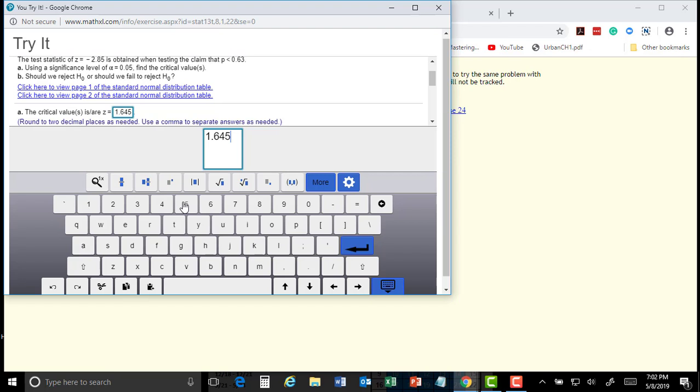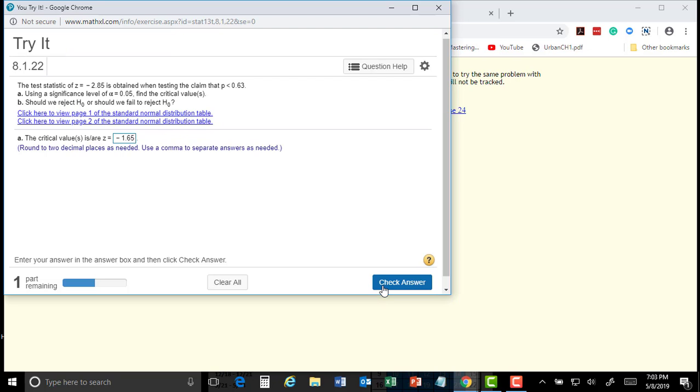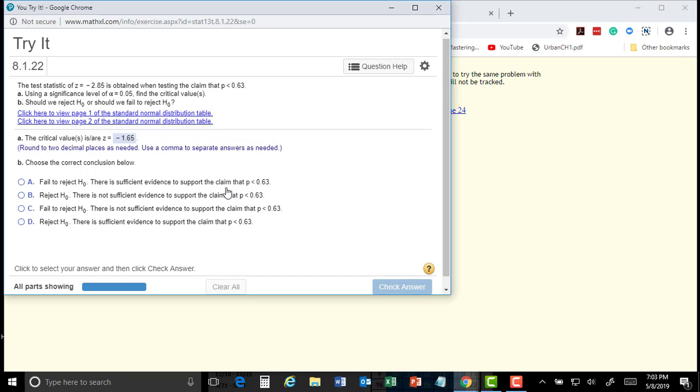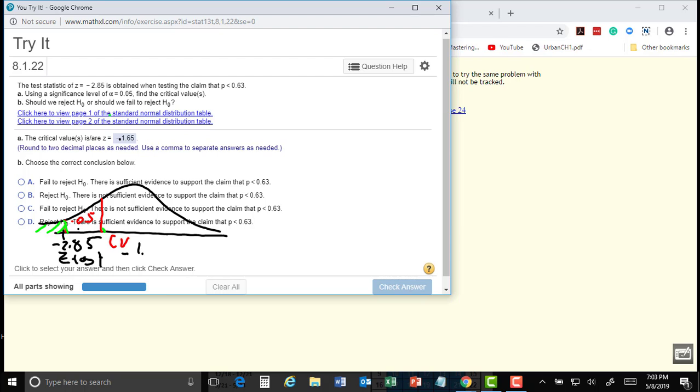-1.645, is that right? Yes. How many decimal places? Okay, so now I'm going to go 5. Okay, that looks like a number I like. Okay, now, look at this. This guy is what? -1.65. Where is the test statistic hitting? Yeah, but I'm asking, is that accept or reject? Reject. It's reject.